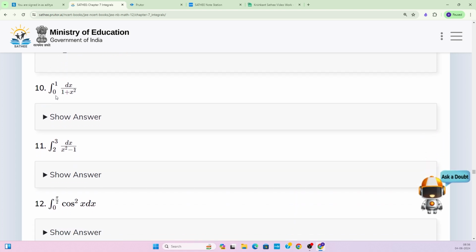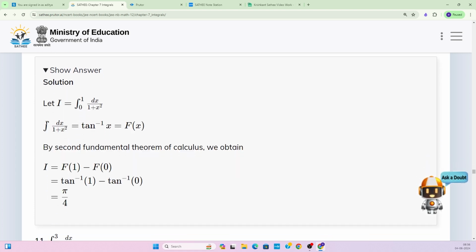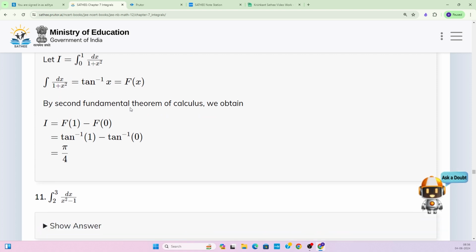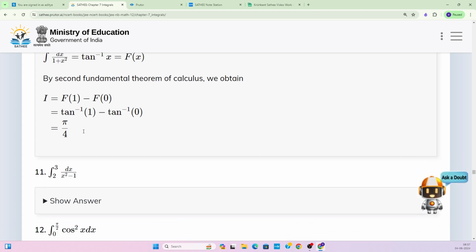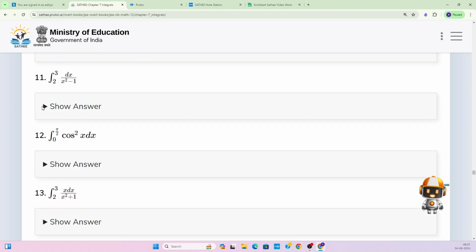Okay, now definite integral from 0 to 1 of dx by 1 plus x square. First of all, the indefinite integral is dx by 1 plus x square. You all know this integration is tan inverse x. This means tan inverse x is equal to capital F(x). Using the second fundamental theorem, you will get capital F of 1 minus F of 0. This means tan inverse 1 minus tan inverse 0, which is pi by 4. Okay, now the 11th problem.